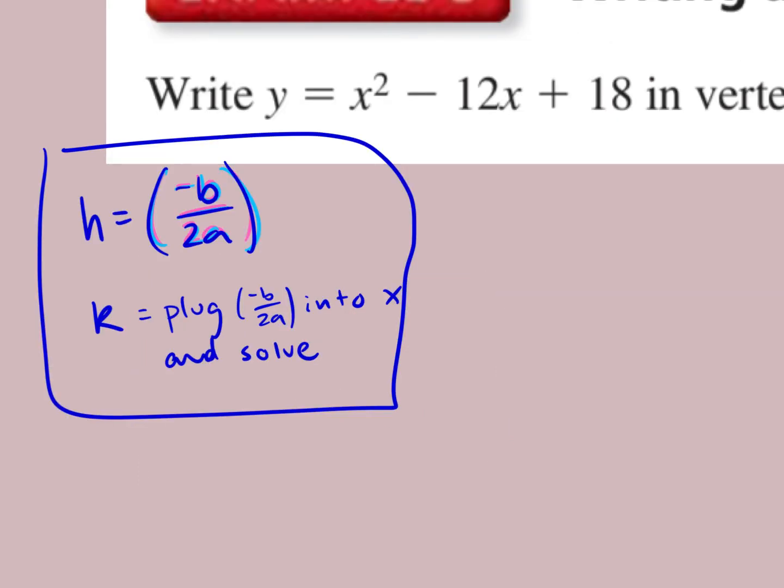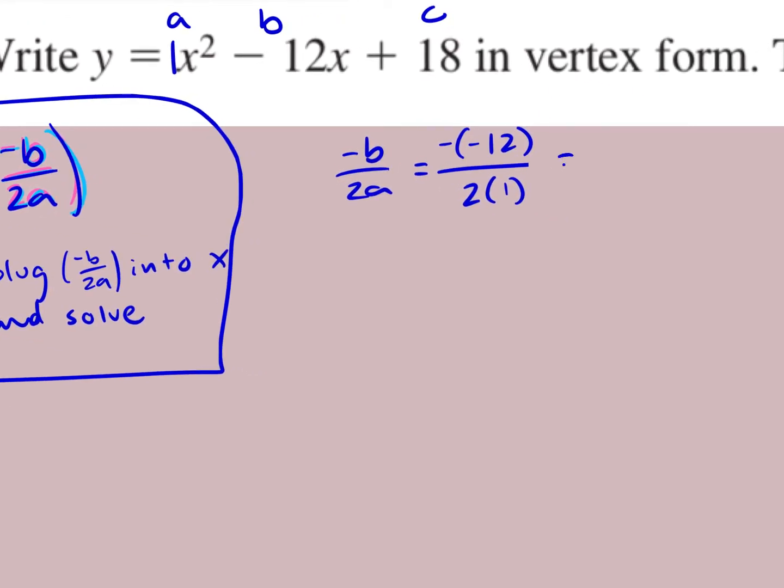Just like before when we were doing the quadratic formula, our a, b, and c come from the coefficients. So a would be 1, b is negative 12, and c is 18. When I plug this into my formula, negative b over 2a, it would be negative negative 12 over 2 times 1. And then we can simplify this to positive 12 over 2, which is 6. So 6 is my h.